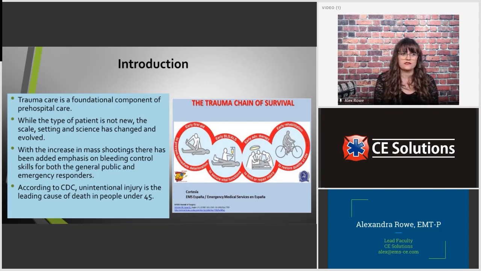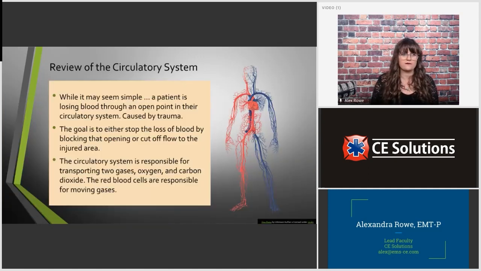So with the increase in mass shootings, there has been an added emphasis on bleeding control skills for both the general public and emergency responders. I don't know if you guys have ever heard of a course called Stop the Bleed. There are several other courses similar to it, but it's a campaign to help those that are not medically trained get more information and learn how to stop bleeds effectively. Within this class, they're also promoting getting a Stop the Bleed kit together that has some bandage wrap, hemostatic agents, and tourniquets in it, and placing it in the same area where an AED would be located. According to the CDC, unintentional injury is a leading cause of death in people under 45.